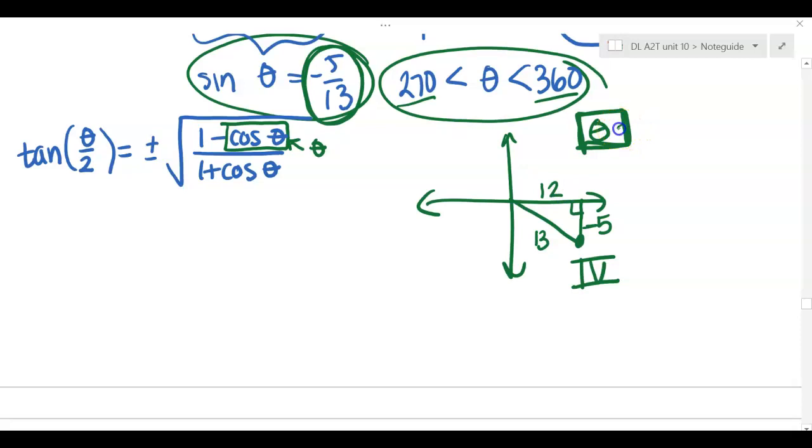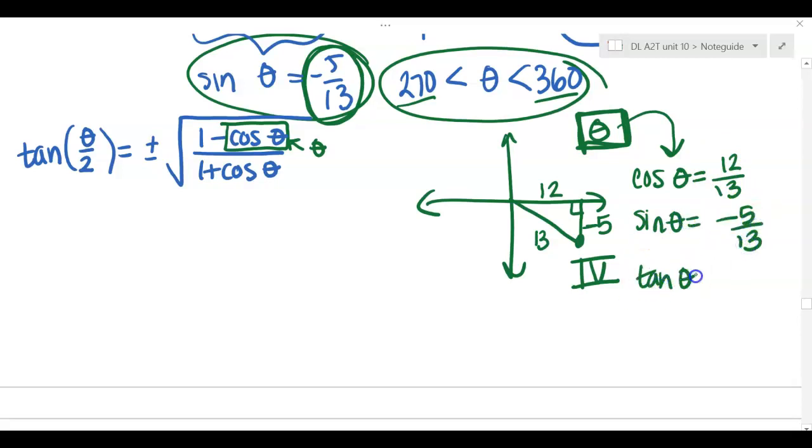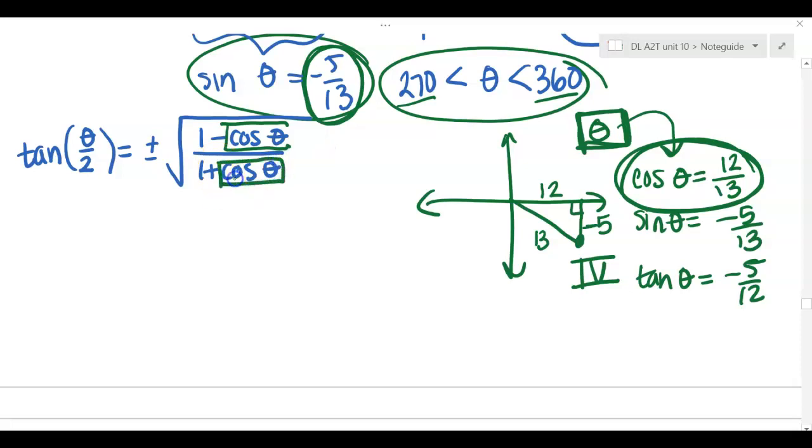Looking at this picture, I can find out lots of things about theta. The cosine of theta is the x over the r, or 12 over 13. Sine of theta is the y over the r, or negative 5 over 13. And tangent of theta is the y over the x, or negative 5 over 12. The information I need for this problem is right here: cosine of theta is equal to 12 over 13. That's the value I can plug in everywhere it says cosine of theta. So I can move forward one step by plugging in 12 over 13 as my value for cosine of theta.